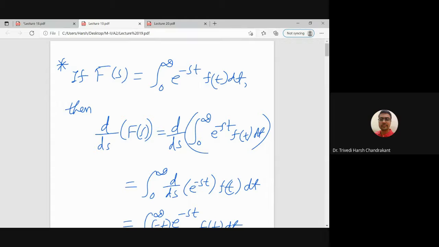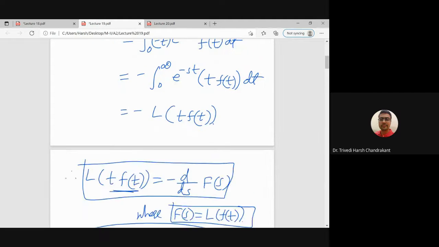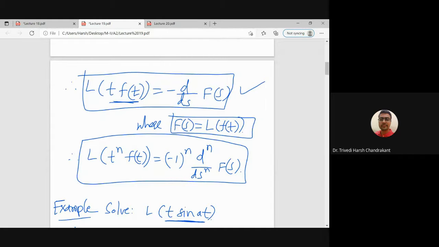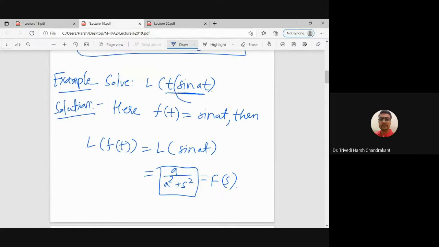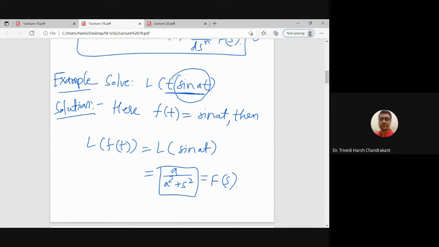After that, we discussed the derivative of the Laplace transform. Whenever we are given the Laplace transform of some function f(t), then if we differentiate, we get minus the derivative of the Laplace transform with respect to the s variable. So whenever we have a function multiplied with t, and we know the Laplace transform of the f function, we can find the Laplace transform of t into f(t) using this formula: we differentiate the Laplace transform of f with respect to s and take the negative sign. The same formula we can use n times. One example we discussed is t into sine at. We know the Laplace transform of sine at, and we used that to derive the Laplace transform of t times sine at.